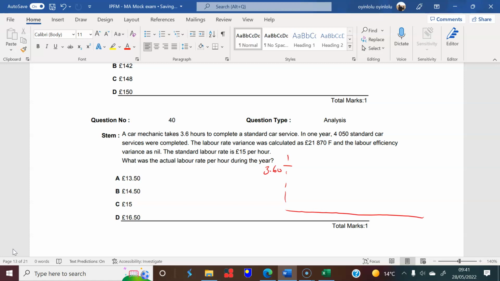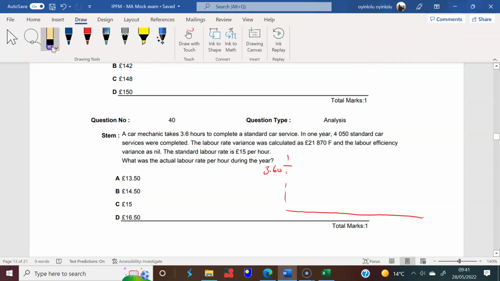Sorry, I mistyped. So it takes 3.5 hours to complete a standard car service. So they take 3.5 hours, and in 1 year they've done 4,050 standard car services.